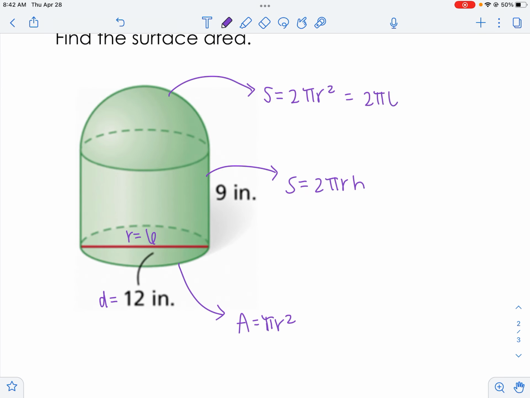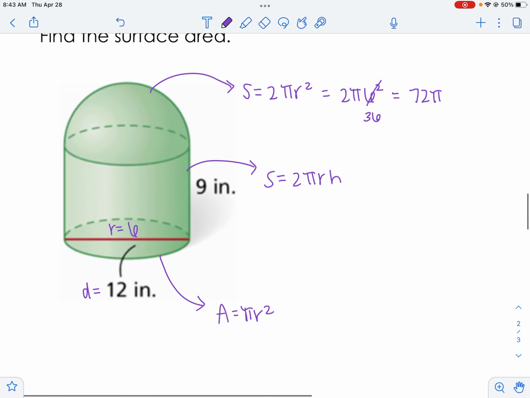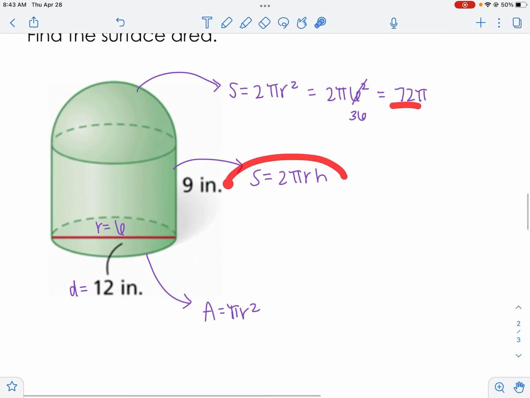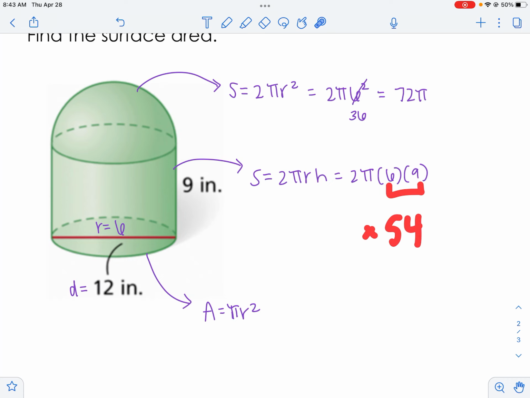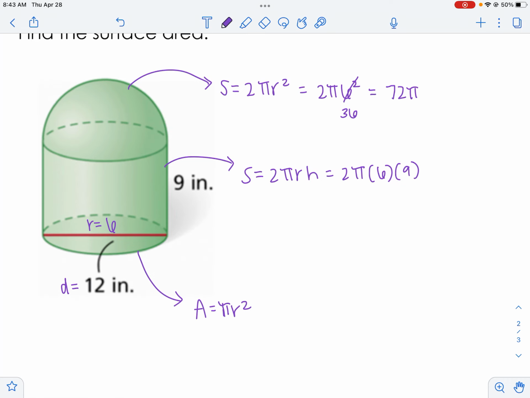So coming back up here, so 2 pi 6 squared. Remember we do exponents first, so 6 squared would be 36, and then 2 times 36 would be 72 pi. So we're leaving it in terms of pi, and then we're just going to practice our mental math skills. Okay, so now for the lateral part of a cylinder, that would be 2 pi, r is still 6, and h for my cylinder is 9. So 6 times 9 is 54, and then if we multiply that by 2 or just double it, that would be 108 pi.